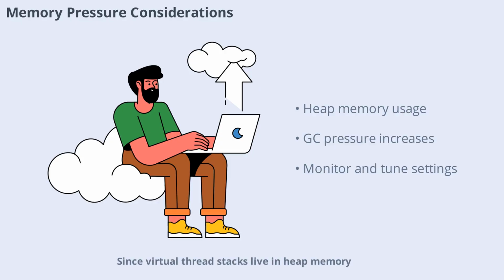Since virtual thread stacks live in heap memory, garbage collection pressure can increase with millions of virtual threads. It's important to monitor heap usage and GC behavior and use appropriate heap size settings to ensure smooth performance. Proper monitoring and tuning are essential for large-scale applications.